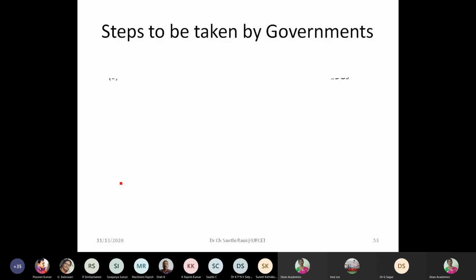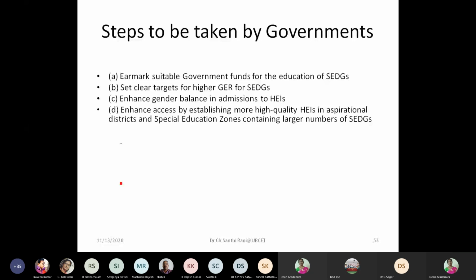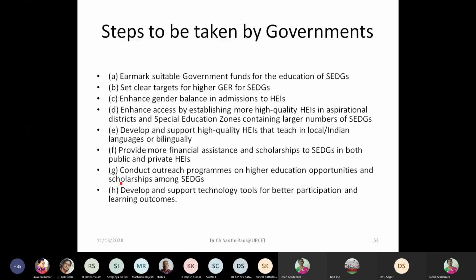Then these are some steps to be taken by the governments. So our government is going to take all these steps. I will mention a few. Set clear targets for a higher gross enrollment ratio. So the enrollment ratio should be high, we thought. And for whom? Socio-economically disadvantaged group people, right?